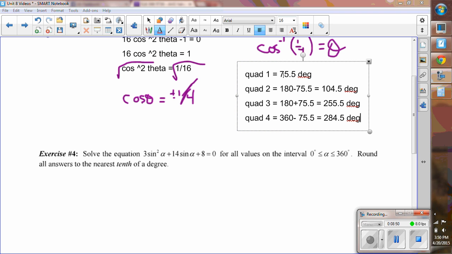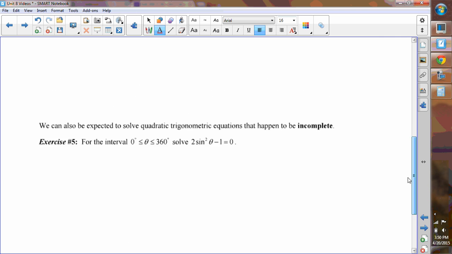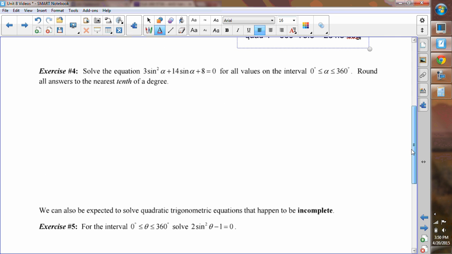Okay, so here are the answers you get. For quadrant 1, you get 75.5. Quadrant 2 is 104.5. Quadrant 3 is 255.5. And quadrant 4 is 284.5. The last question that I'm going to do in the video, I'll leave you to think about the other one on your own. The bottom one is going to be done by the difference of perfect squares.